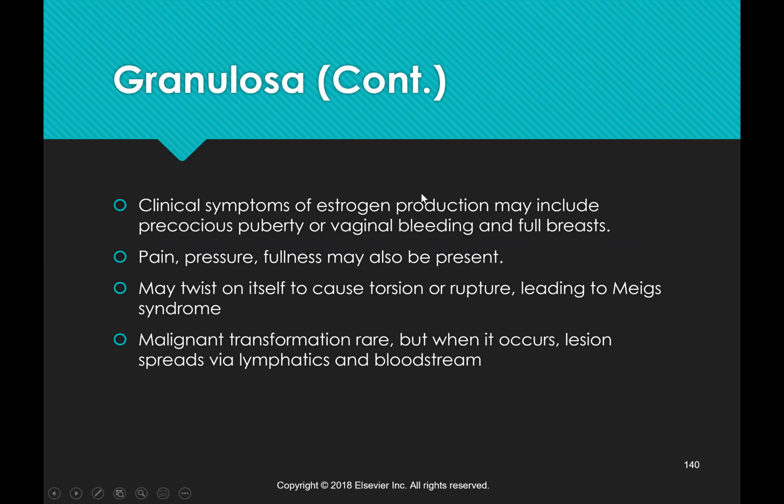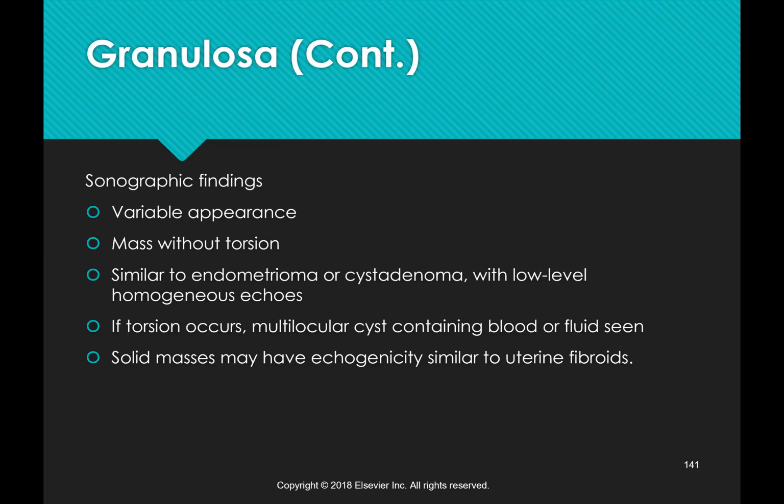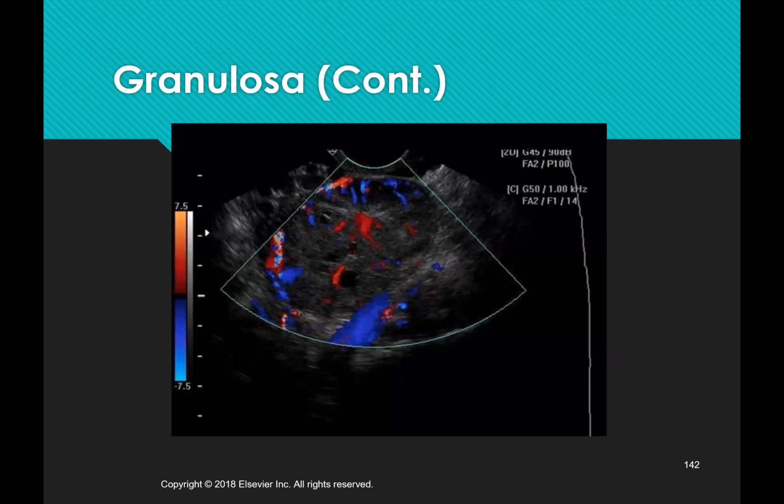So clinical symptoms are going to be of estrogen production, kind of like the thecoma: precocious puberty, vaginal bleeding, or full breasts. They'll have pain, pressure, and fullness, and they could potentially twist on themselves too. So kind of the same thing, they're going to have a variable appearance, similar to endometriomas or cystadenomas. Again, you won't be able to diagnose from sono which one they are. That's what one of them looks like. You can see all the vascular flow within it.